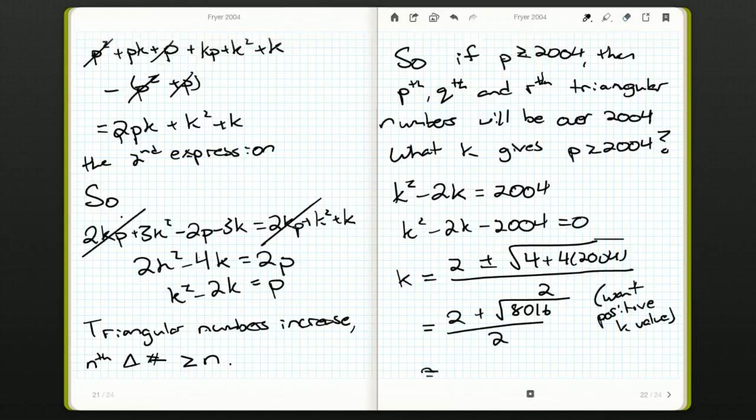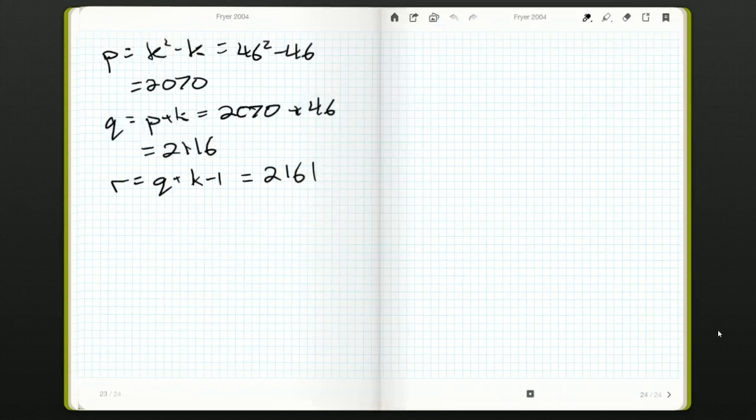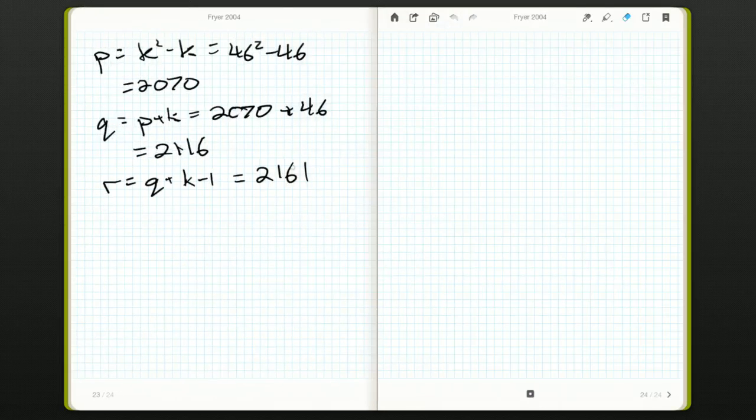So that should be approximately, so that plus 2 divided by 2. Yeah, 45.7. So it really didn't change a whole lot. But we tried k equals 46. We're going to get different p values and everything. We can just clear this page.